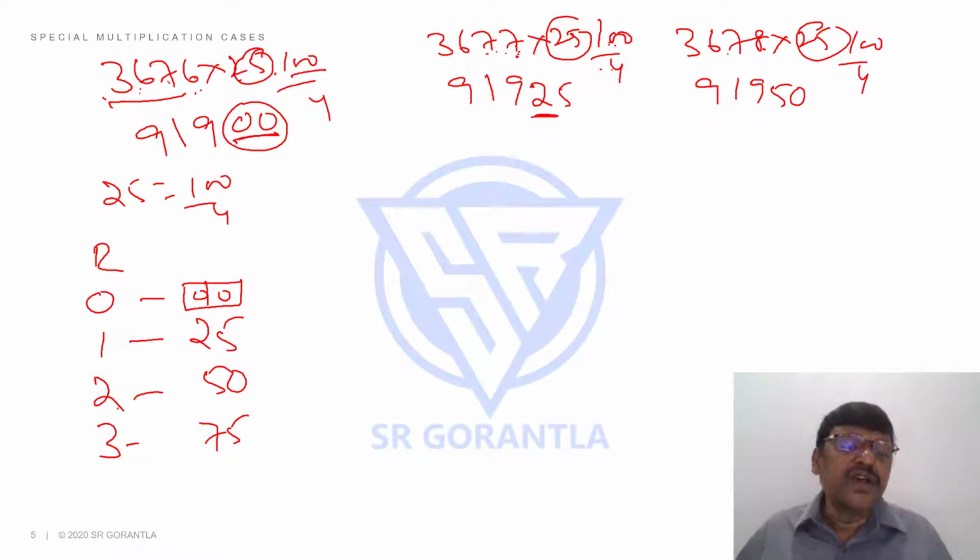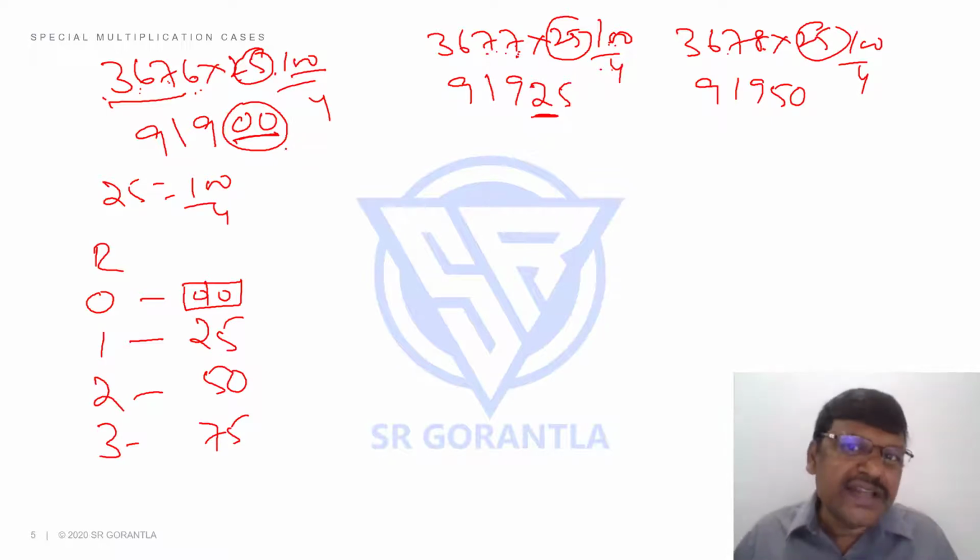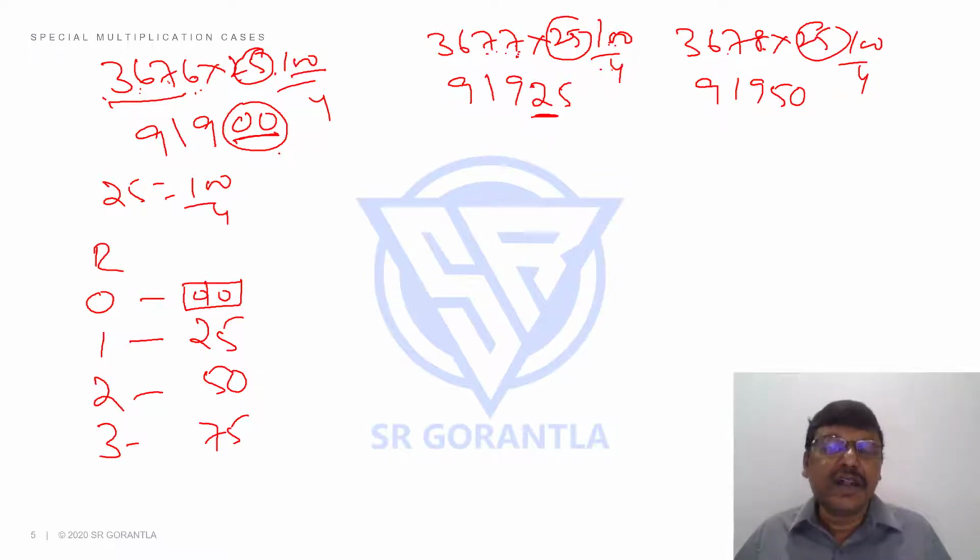If the remainder is 4? The remainder cannot be 4. If you divide a number by 4, the maximum remainder you will get is 3 only. The remainder should always be less than the divisor. So these are the possible cases, right? Now let us try a few examples, students.